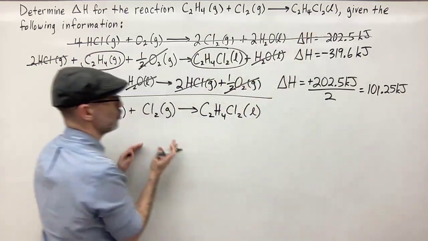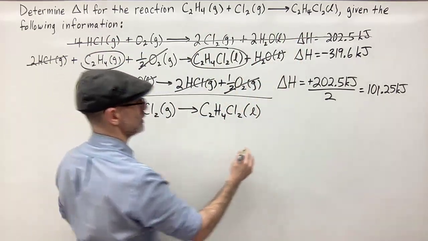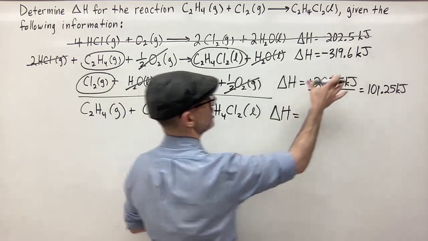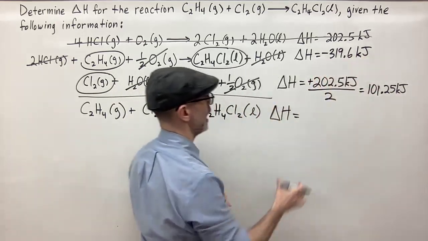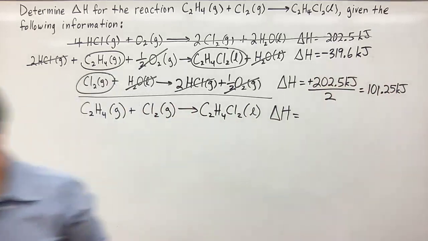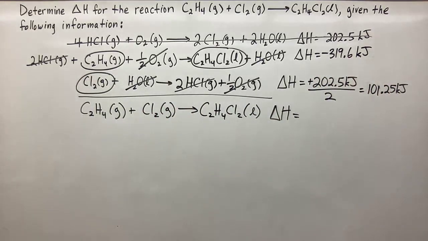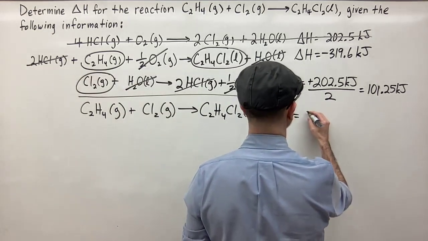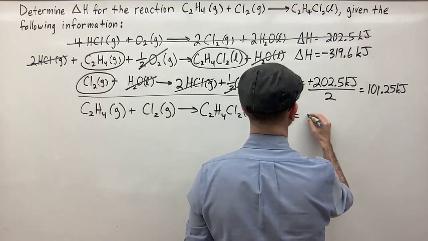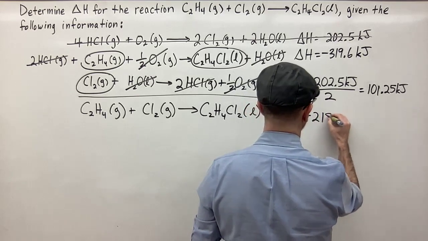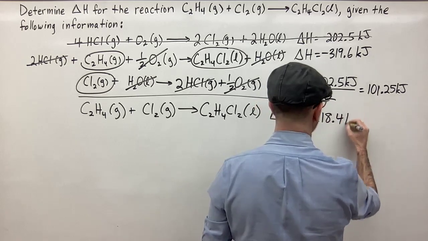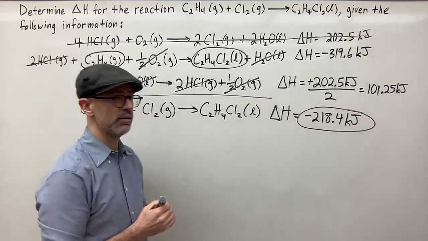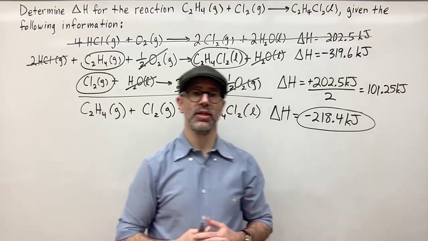That's my equation. So now, according to Hess's law, to get the delta H of this reaction, I just need to add these two together. And when I add these two together, I get negative 218.4 kilojoules. And so that is the heat of the reaction as calculated using Hess's law.